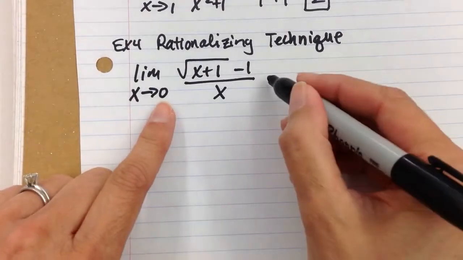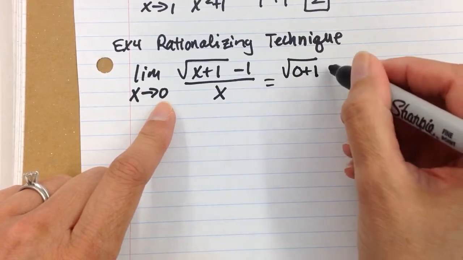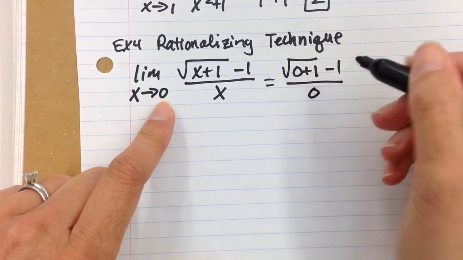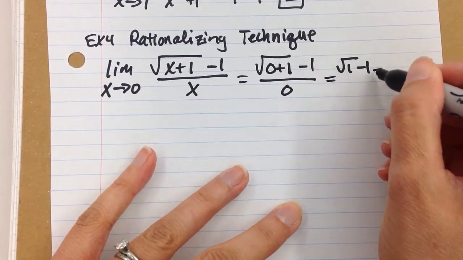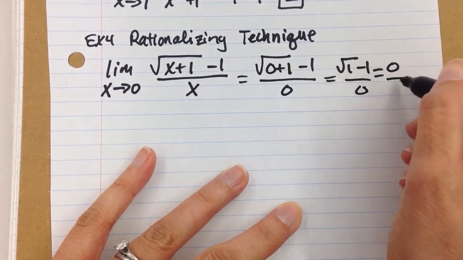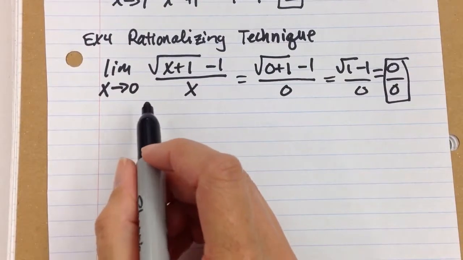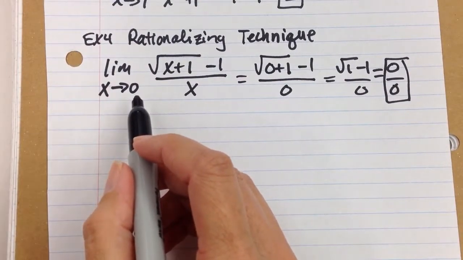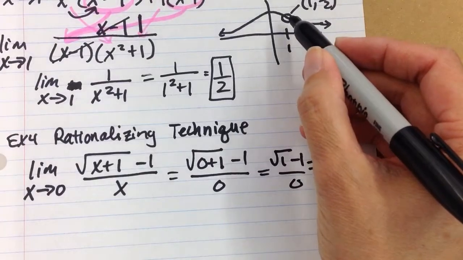Let's plug in 0, see what we get. When I plug in 0, I get 0 plus 1, square root of that, minus 1 all over 0. Which gives me square root of 1 minus 1. Oh, that's 0 over 0. Surprise, surprise. This tells me there's a gap at 0, there's some kind of hole in the function at 0, right?